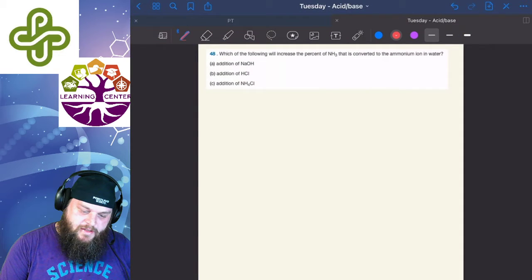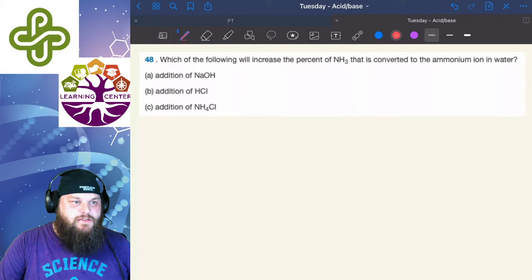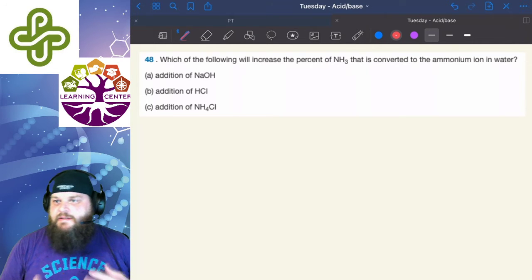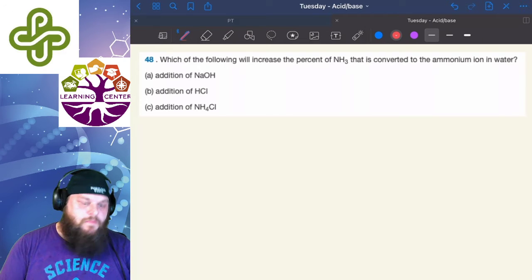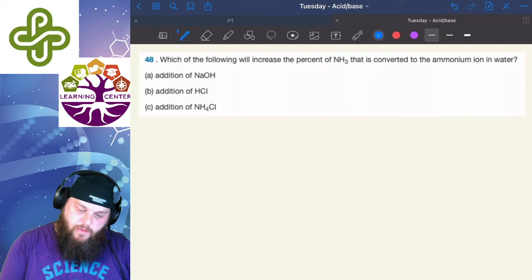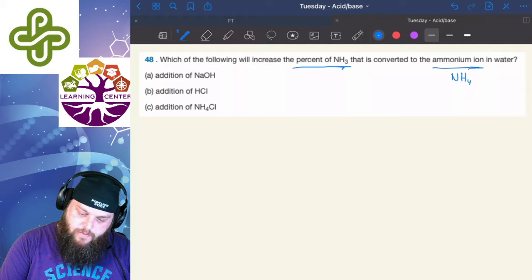So let's look at this one. This one's a bit more conceptual, but I like it because it has to do with Le Chatelier's principle and how adding either a base or an acid is going to shift the reaction one way or the other. So for this first one, which of the following will increase the percent of NH3 that is converted to ammonium ion in water? So ammonium is NH4 plus.